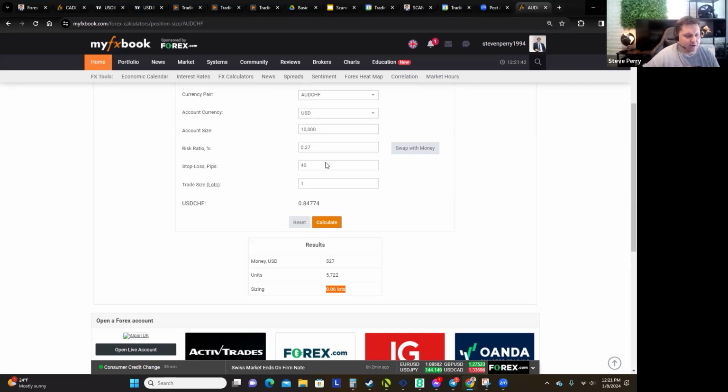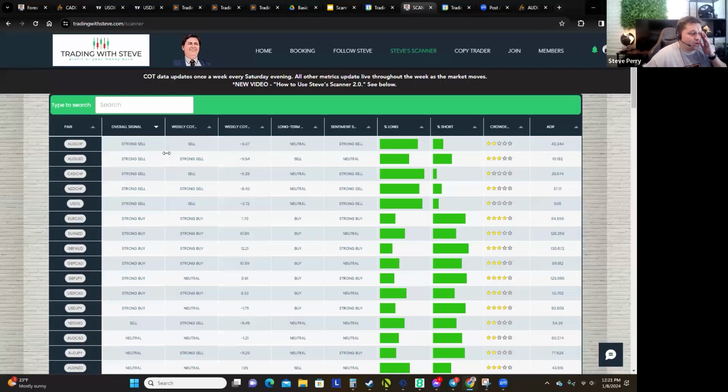This is the lot size right here. So I'm going to go back to 209,000 because that's for this example. And let's go ahead and take this trade. So this is a 1.2 contract, and we know that we're going to sell the Aussie franc.